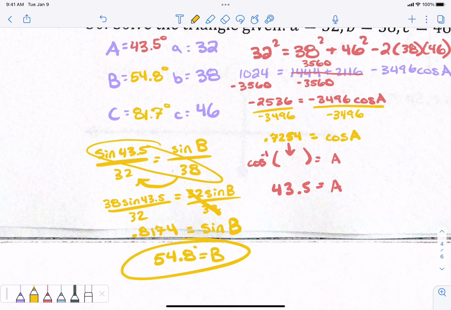Okay, does the biggest angle go with the biggest side? Yeah. The smallest angle goes with the smallest side. Good. Are we done for the day? Yes. Okay, there you go. I literally swear I used that.